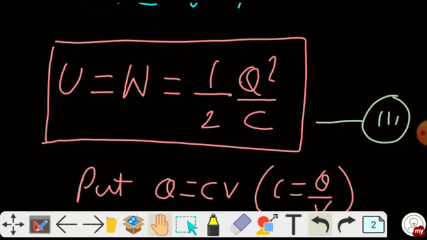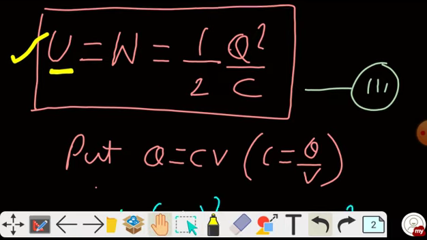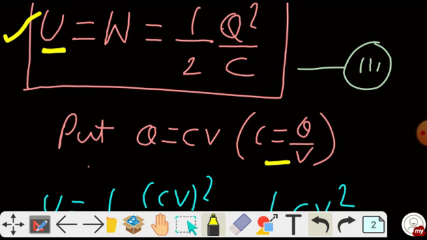And this work done will be stored as the potential energy of the capacitor. That's why the potential energy, which I have denoted by U, equals half Q square by C. So this is one of the formulas of the potential energy. Let's find out the other forms of the potential energy. We know that C equals Q by V, so we can write Q equals CV. Put Q equals CV in the above equation 3.